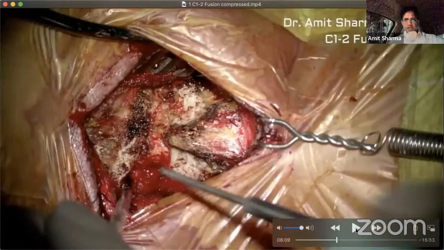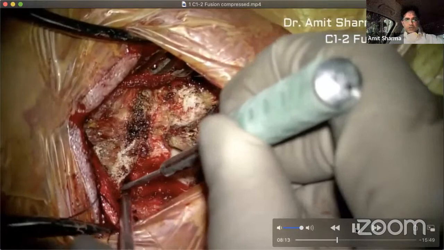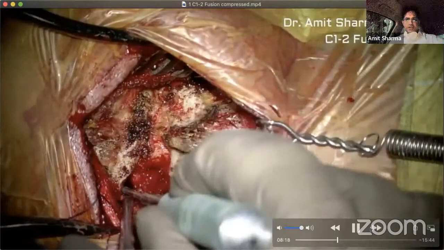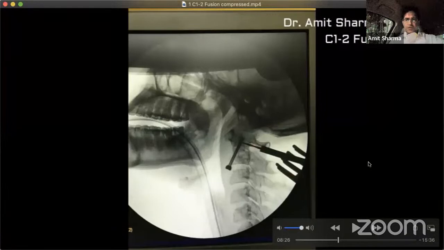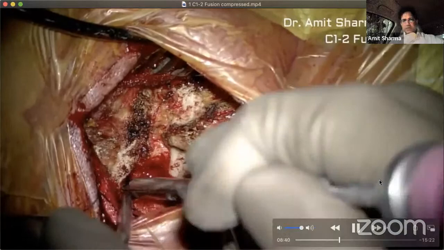So once you make the entry point, you will see that your direction is correct on the C-arm, and your target is the anterior border of C1. Even if you go bicortical, there is no harm in that because there are no very significant vascular or other important structures in that area. So here we have confirmed that our drill is going in the correct direction. Once we are done with that, we proceed with the regular tapping and screw insertion.